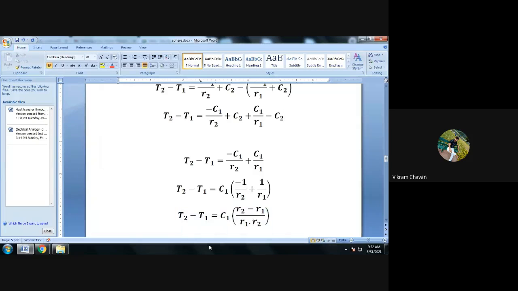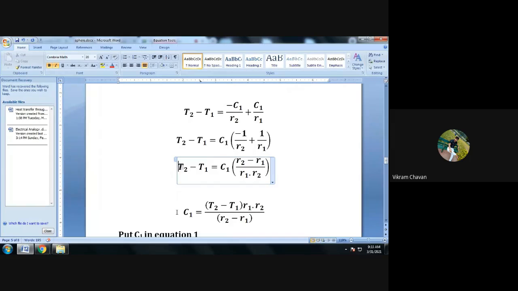Getting everyone? Now we have to determine C1. For that reason, we have to convert this equation into the form of C1, by shifting this bracket to the other side. So we get the equation in the form of C1 as C1 is equal to T2 minus T1, in the bracket T2 minus T1, multiplied by R1 multiplied by R2, whole divided by R2 minus R1.